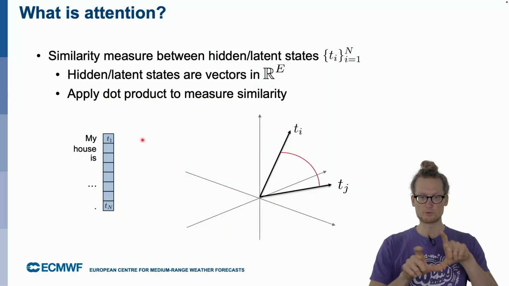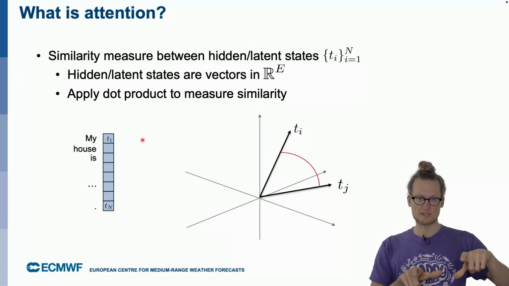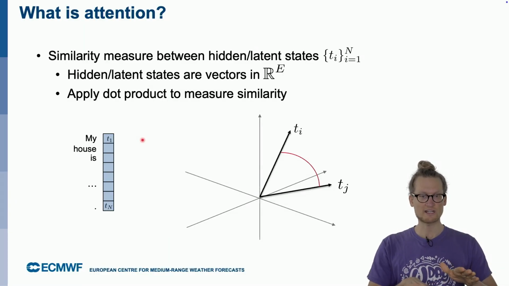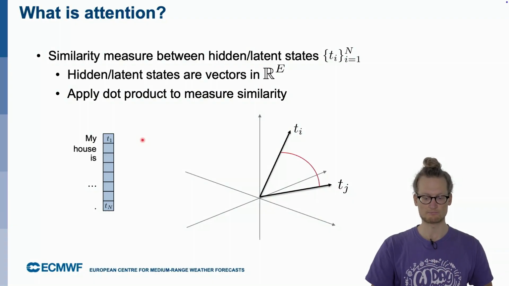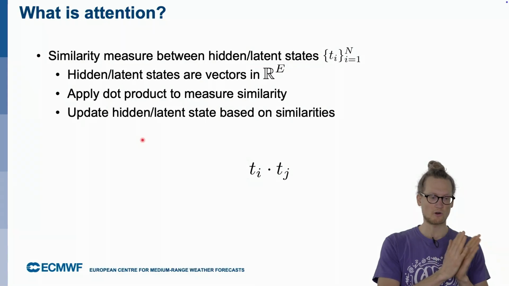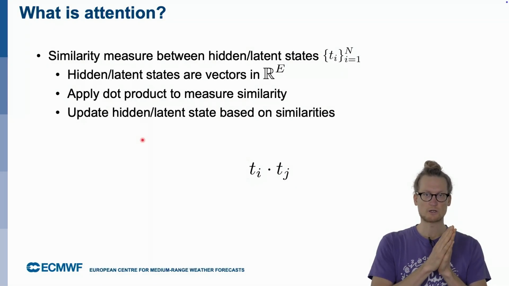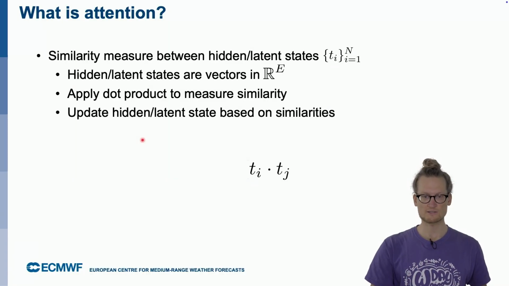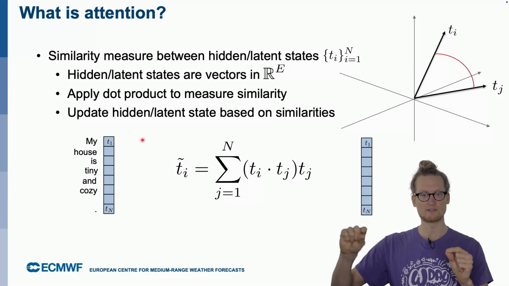This is done by applying a dot product. Here we have two tokens visualized in a three-dimensional space, and these tokens are vectors pointing in certain directions. We can compare how similar two tokens are by computing their dot product. So we compute the similarity of all the tokens which represent the words from the sentence, and depending on how similar different tokens are, we will update the token in the next layer.